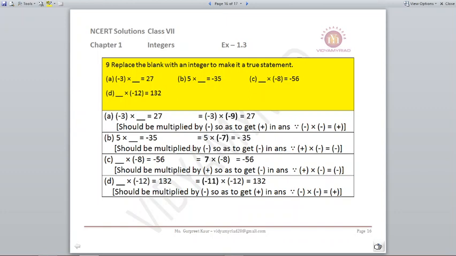Last D part, dash into minus 12 is equal to 132. Now 132, see the answer, positive. Positive means there should be two negatives in my answer. One is already there. So the other number will also be negative, because negative times negative is positive. So it will be multiplied by minus 11.